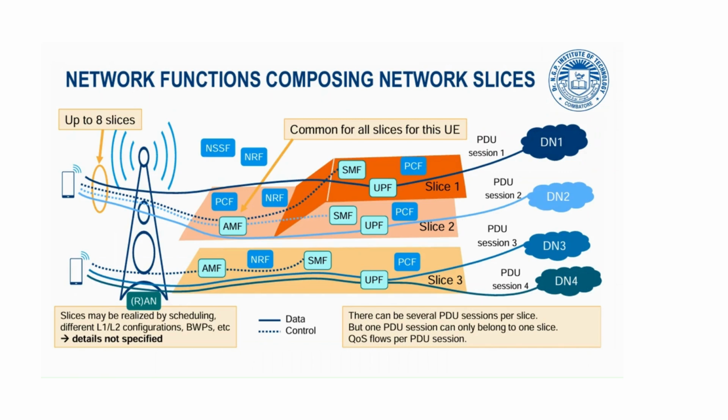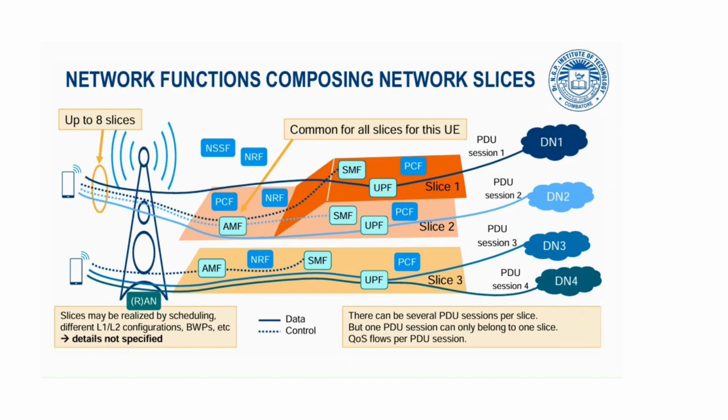Some functions, like the NSSF, the network slice selection function, and the network repository function, are common to all slices for a given user equipment. These are used specifically for discovering and selecting the appropriate slices. Connections originate from the user devices, pass through the RAN, and are separated into slices according to the service or user requirements. Each slice can connect to a different data network, like DN1, DN2, DN3, DN4, and multiple PDU (protocol data unit) sessions are possible per slice.